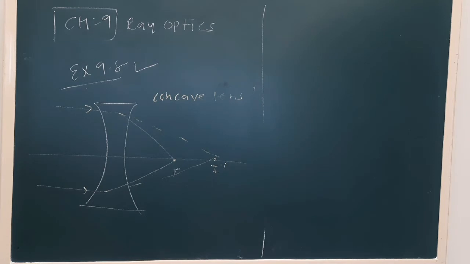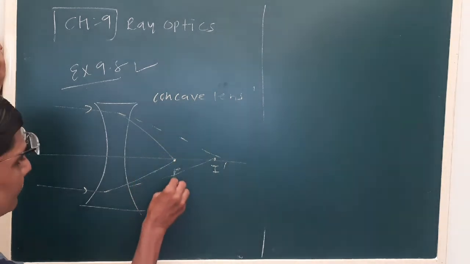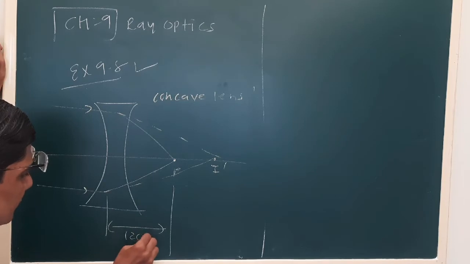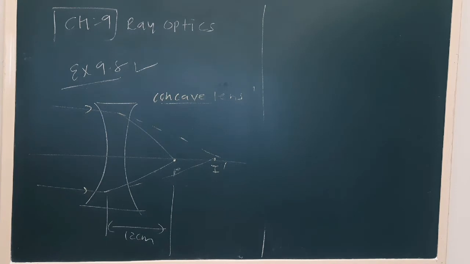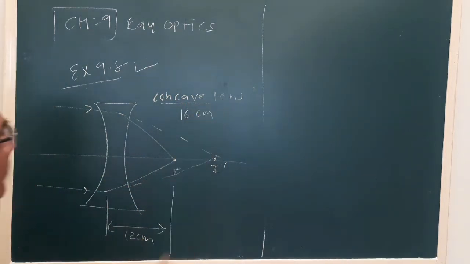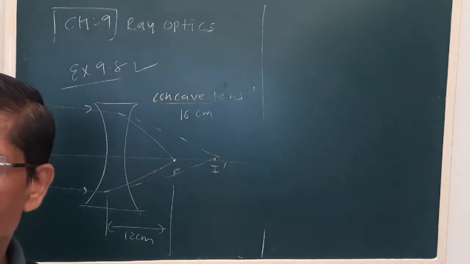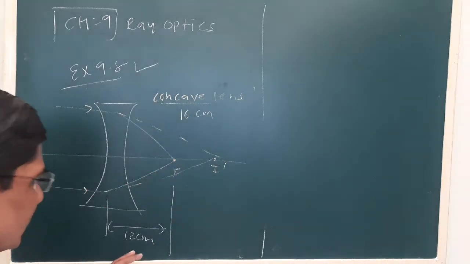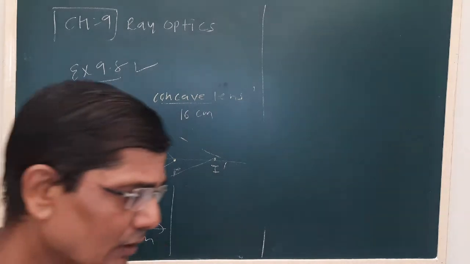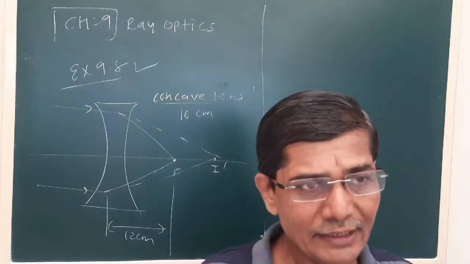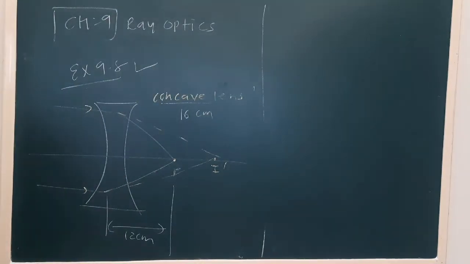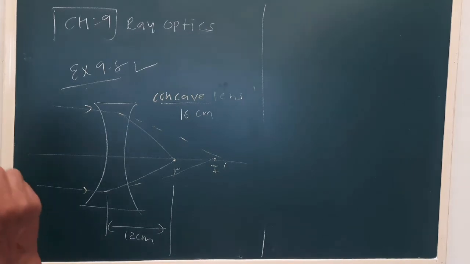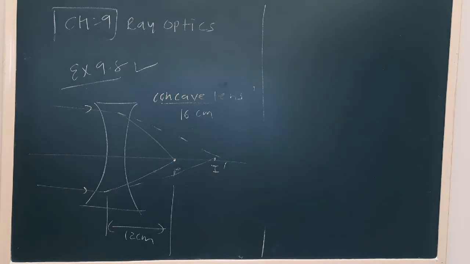Now see, the P point is located at 12 centimeter, and the concave lens focal length is given as 16 centimeter. One thing we have to keep in mind: initially the object was at 12 centimeter. The concave lens is a diverging lens, naturally it will separate the rays. So image distance we should get as a positive value, larger than the object distance, that is more than the distance of P, that is 12 centimeter.